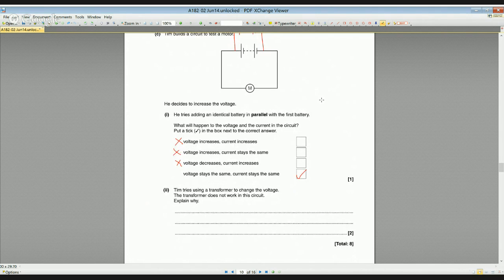And part 2, Tim tries using a transformer to change the voltage. The transformer does not work in this circuit. Explain why.